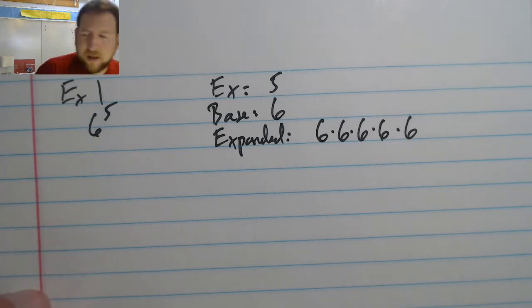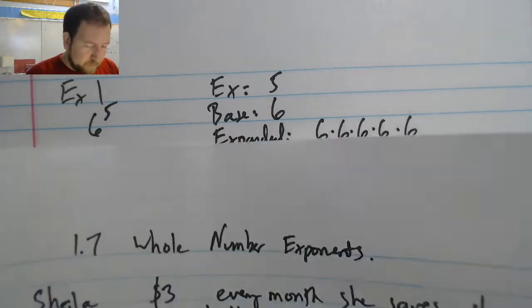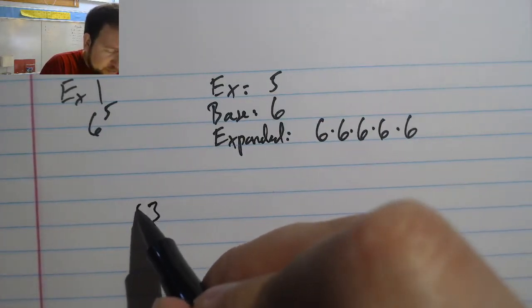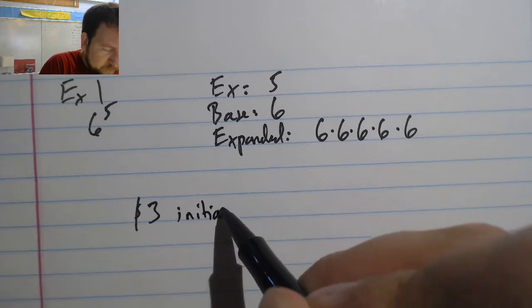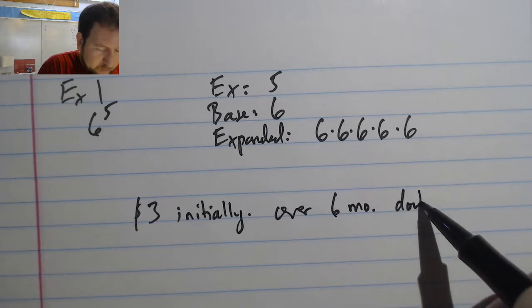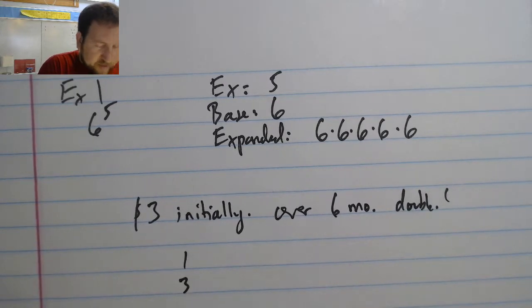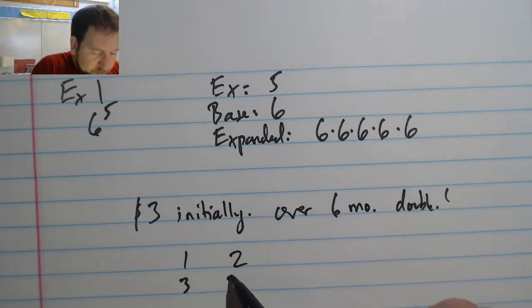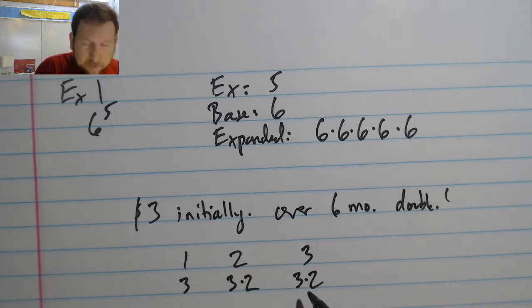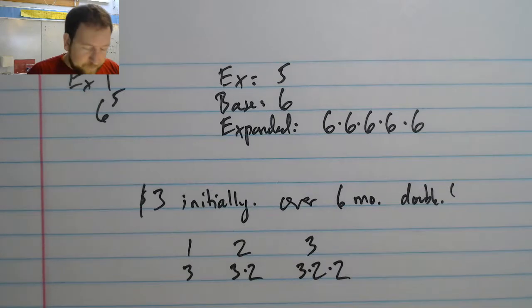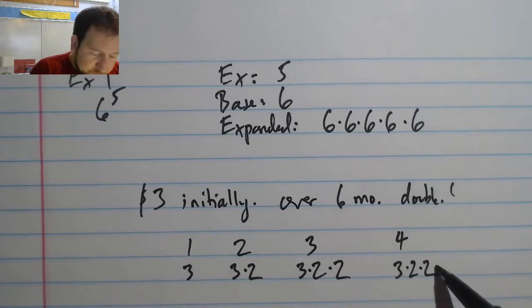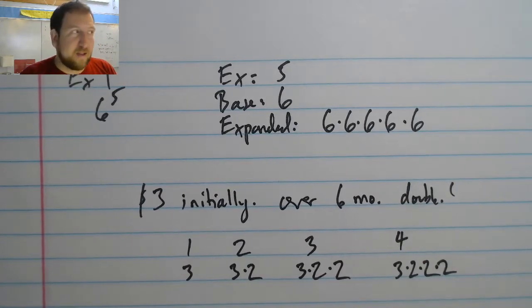If we quickly return to that original problem with Sheila and saving her money, we could write this for the 6 months. So she has $3 initially. Over 6 months, it doubles. So I could write for month 1, she has $3. For month 2, she has $3 that's doubled. For month 3, she has $3 that's doubled, that's then doubled again. For month 4, she has $3 that was doubled and then doubled, and now it doubles again, because I can write doubled as times 2.